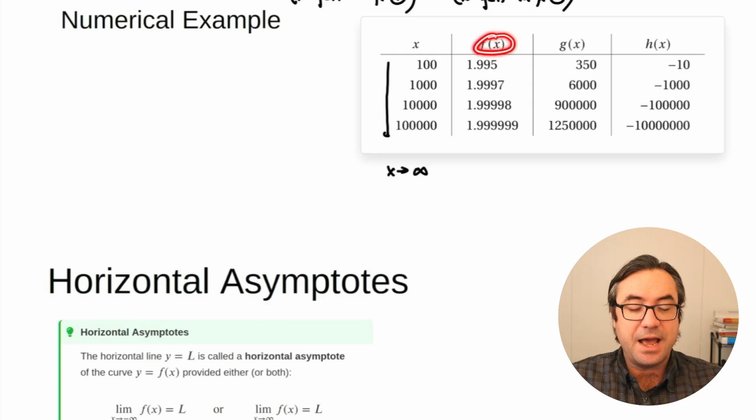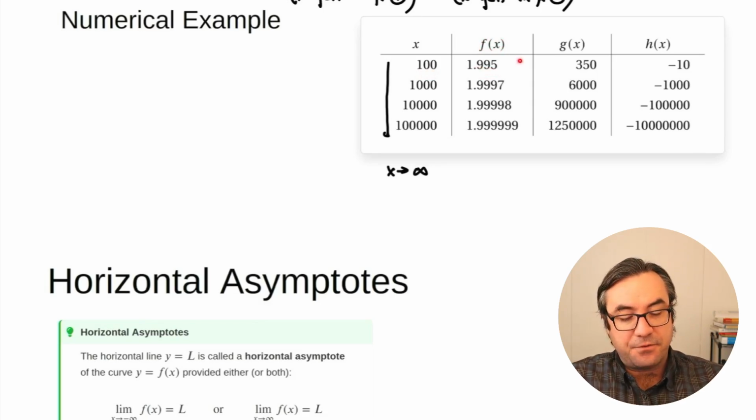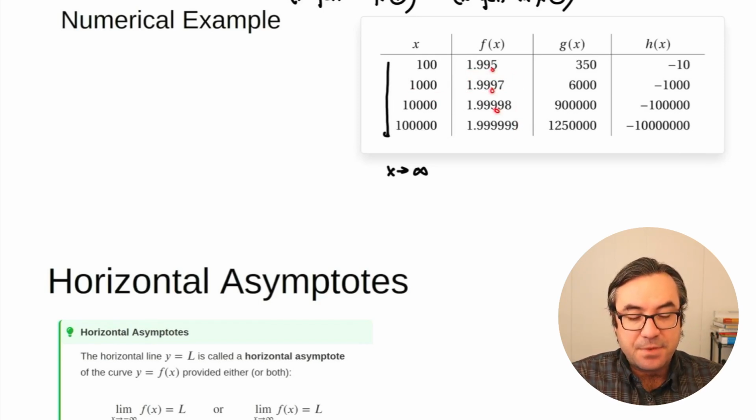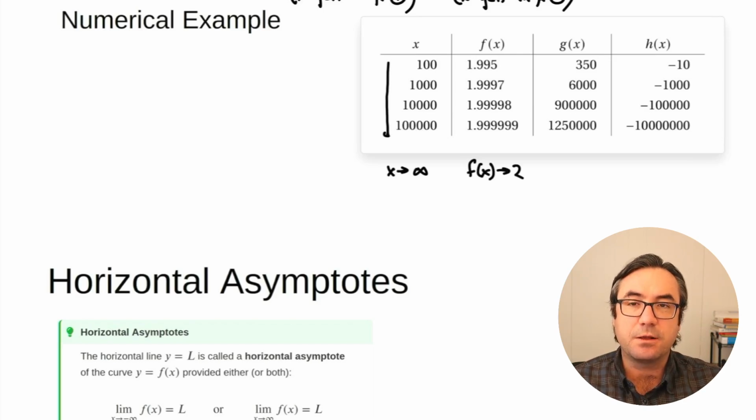So we have this function f of x, and when we plug 100 into that function, we get 1.995. And if we follow the trend here, when we plug in 1,000, we end up with 1.9997, and so on. And if we see where these numbers are taking us, it looks like these function values are approaching the number 2. They're getting closer to the number 2.